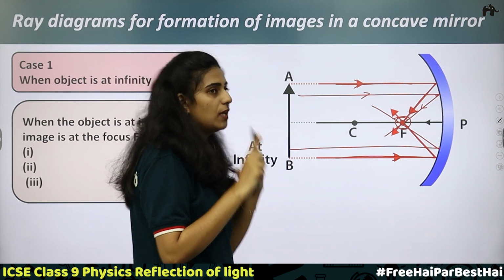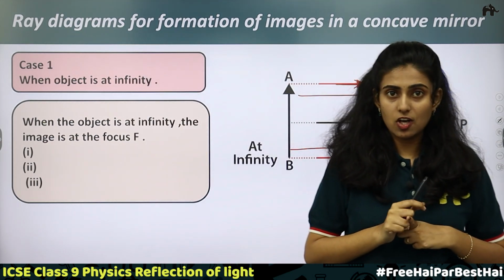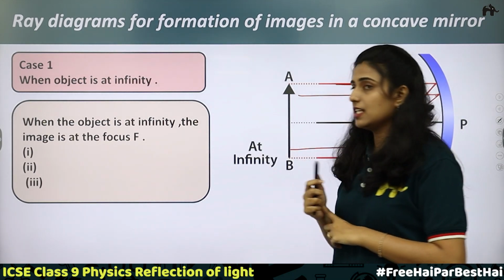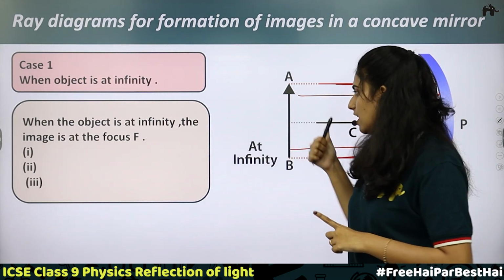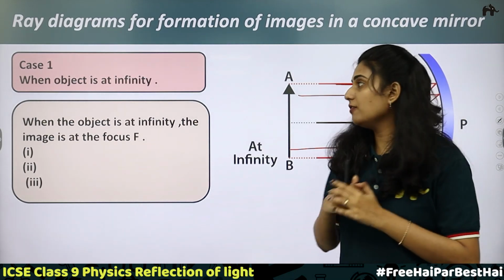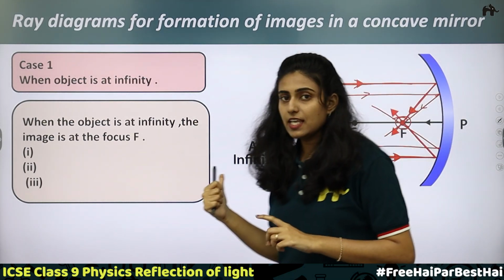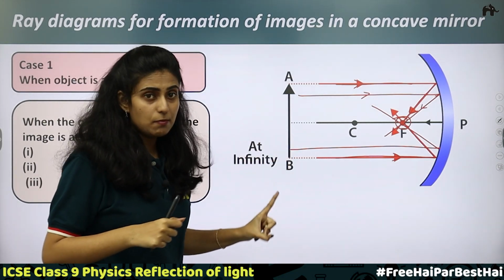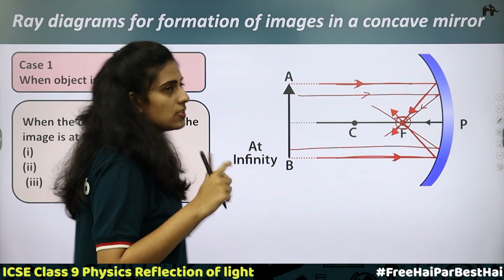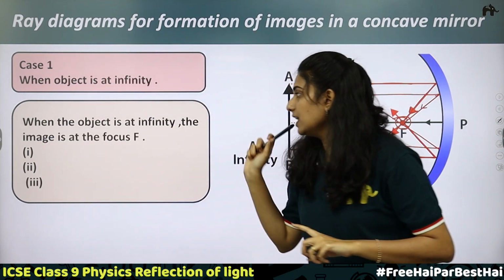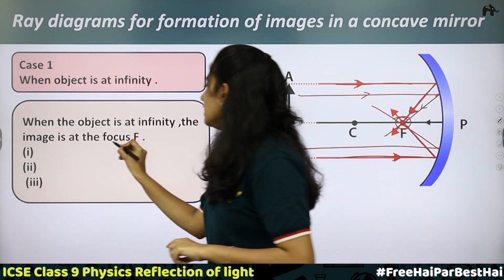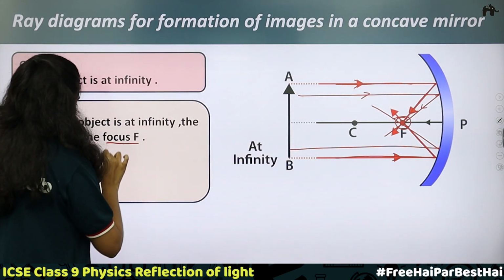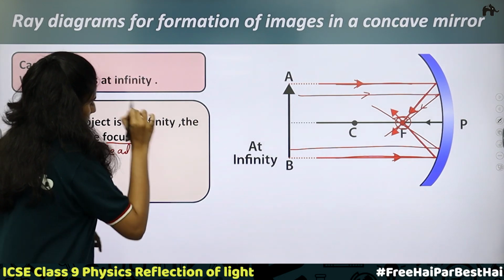We know that an image that can be obtained on a screen is called a real image. An image that cannot be obtained on a screen is called a virtual image. In the case of a plane mirror, we always get a virtual image. But in the case of a concave mirror, when the object is at infinity, we will be getting a real image. So we can say when the object is at infinity, the image is at the principal focus F. The first property is that the image formed is a real image.